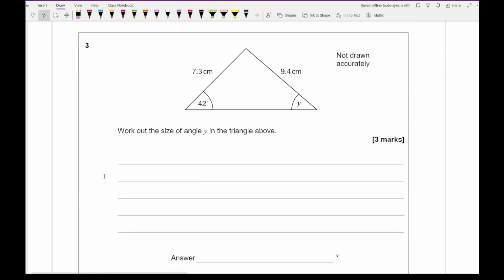Moving on to question 3, it says work out the size of angle y. In this particular question, I've got two sides and I've got two angles, so I'm going to be using the sine rule. So again, just a little reminder of what the sine rule is going to be.